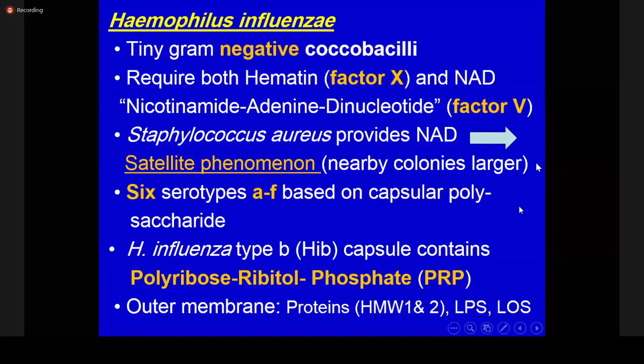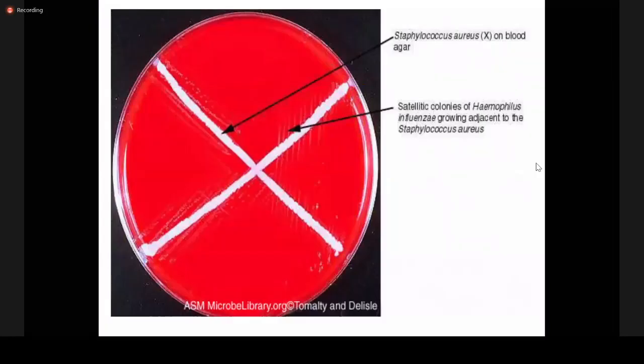The others, which are not capsulated, are usually present in the nasopharyngeal area. Persons are carriers, and they rarely cause disease. But the most dangerous and the most pathogenic one is Haemophilus influenzae type B. So this microorganism is going to cause meningitis.